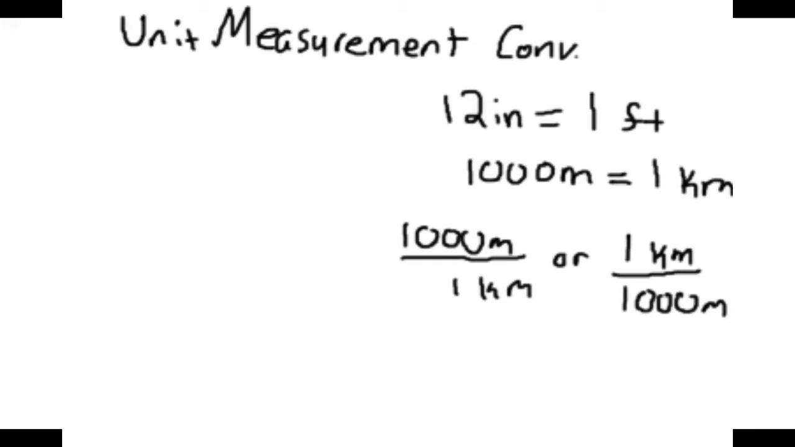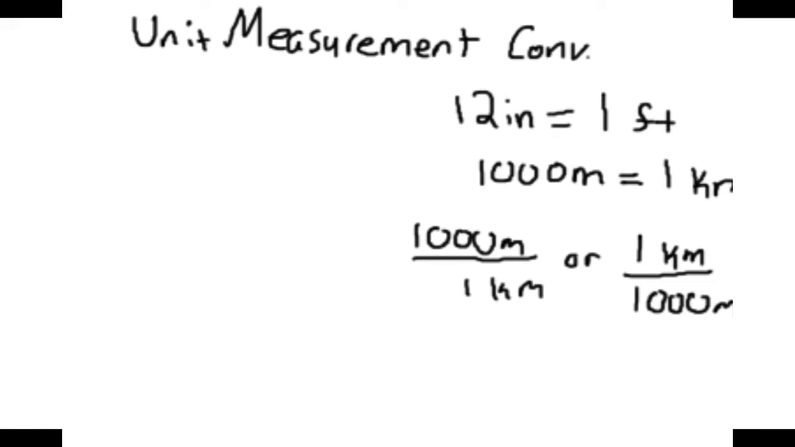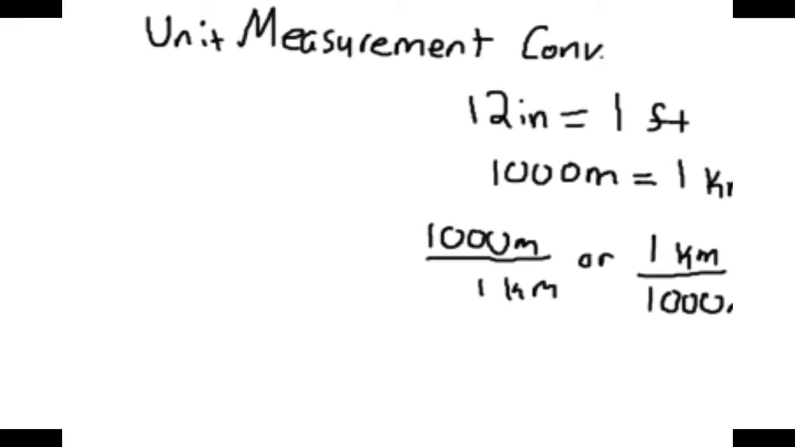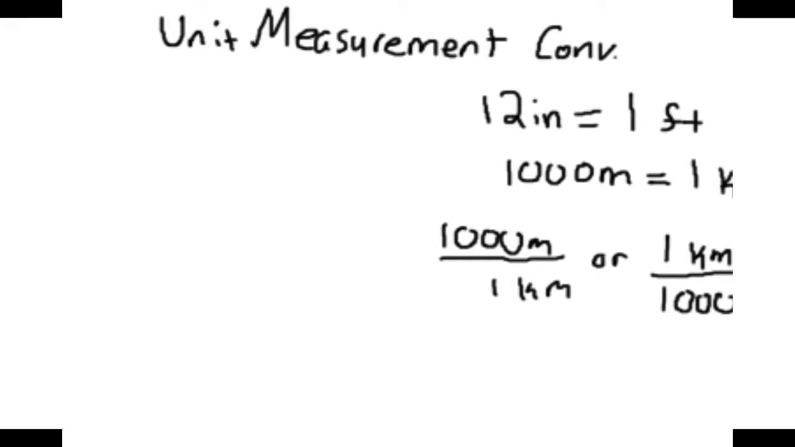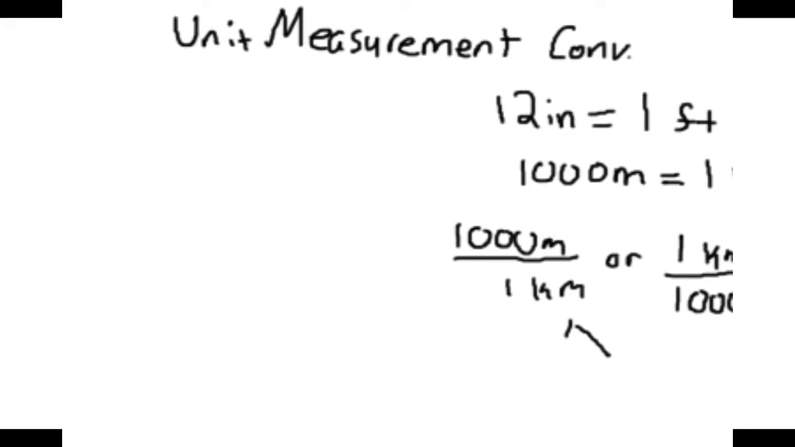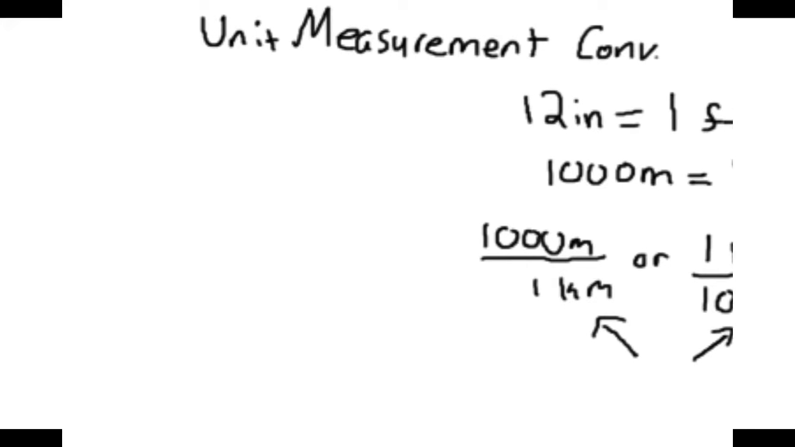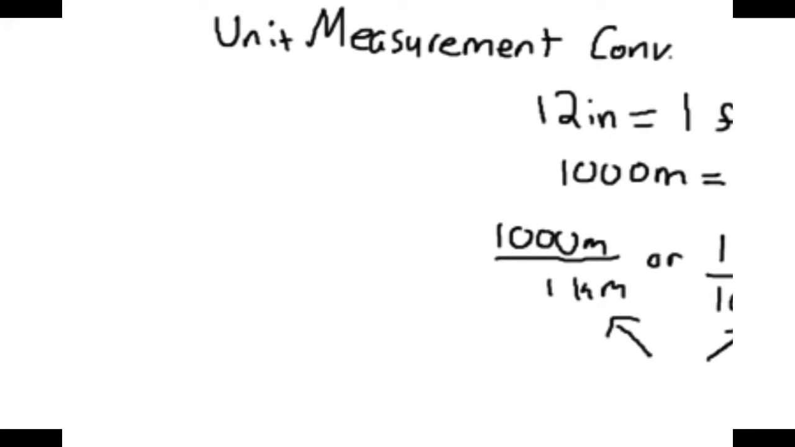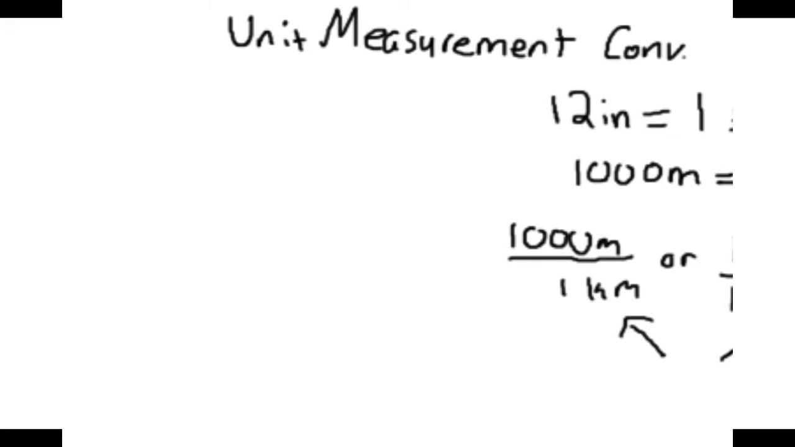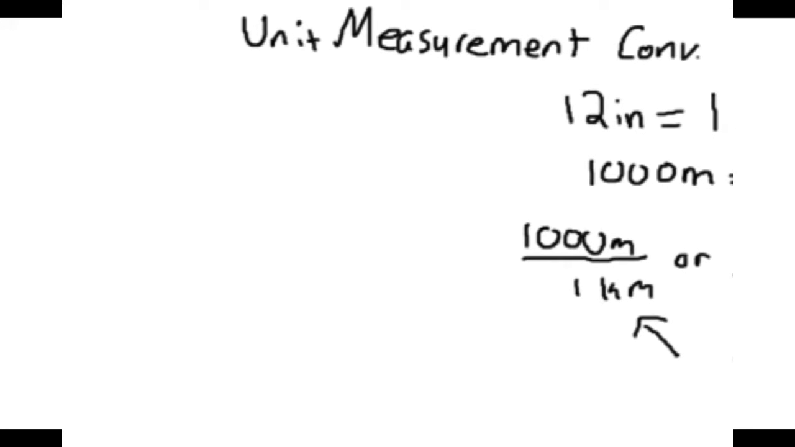And whenever you have a fraction and the top and the bottom is the same, it's equal to 1. And you can multiply any number by 1, and that's what we're going to be doing with our conversion factors, multiplying by it. So how do you know which one to use? Do you use it this way or do you use it this way? And that depends on what information they're giving you in the problem. So let's look at a sample problem.